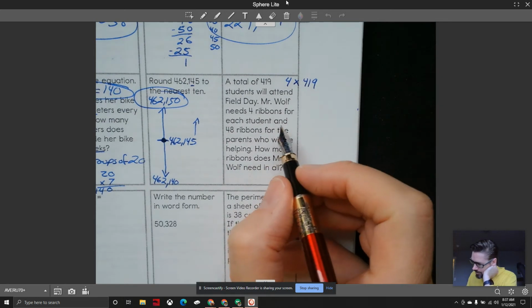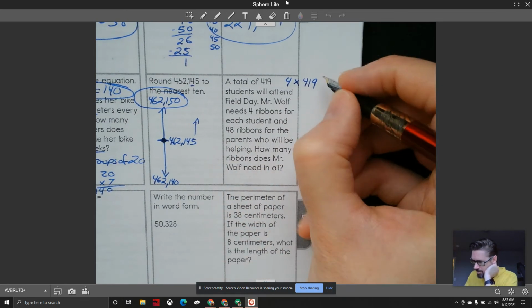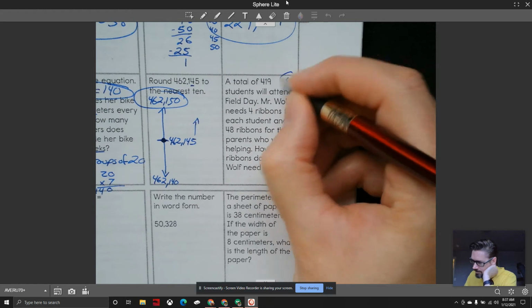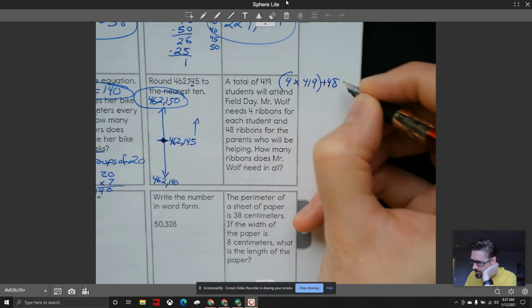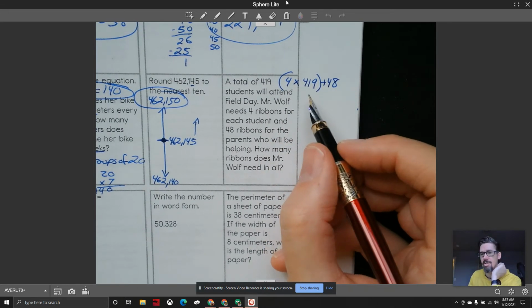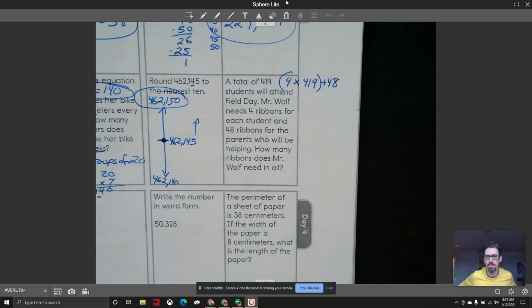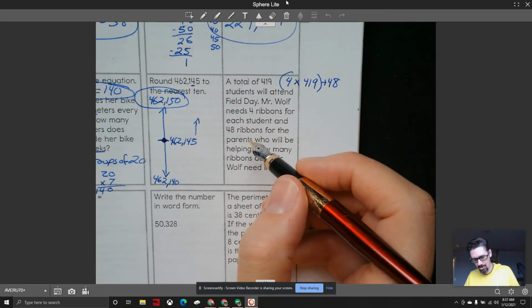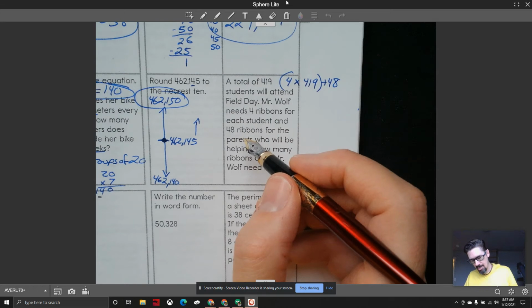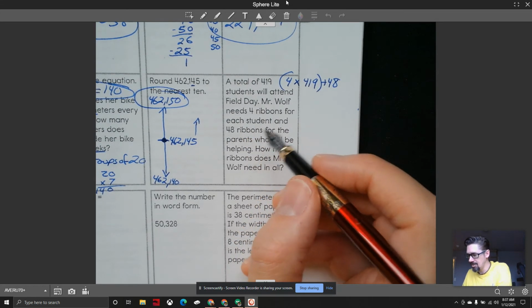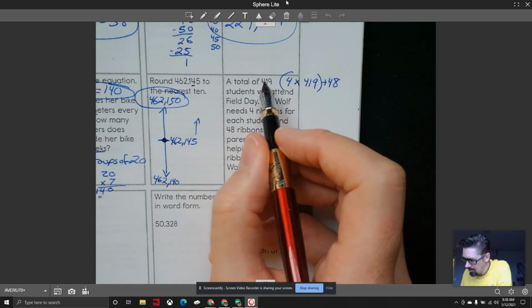Then we have 48 ribbons for the parents who will be helping. So then we're going to add 48 ribbons for the parents. So it's not 48 ribbons for each of the parents. It's 48 ribbons for all of the parents who will be helping. Now, when I was first reading this, I was thinking, well, by golly, this could be a really confusing question. And hopefully some of us got this, or all of us got this, that it was 2 separate pieces.